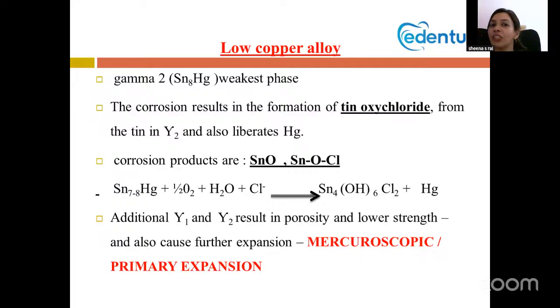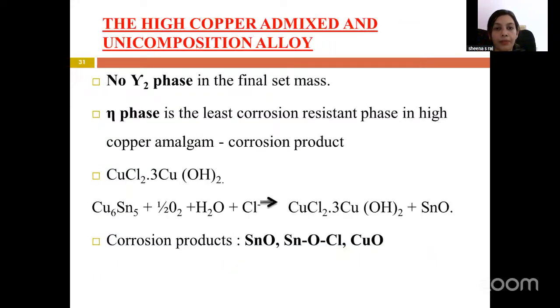The secondary expansion, we know, is the delayed expansion. That is because zinc-containing amalgam reacts with water to form zinc hydroxide and also hydrogen. Because of the hydrogen pressure, it causes the expansion. So please keep in mind, in low copper alloy, tin is actually the culprit. Tin oxychloride is the most common corrosion product that is found.